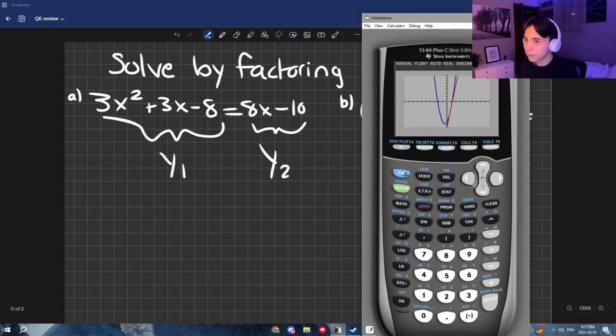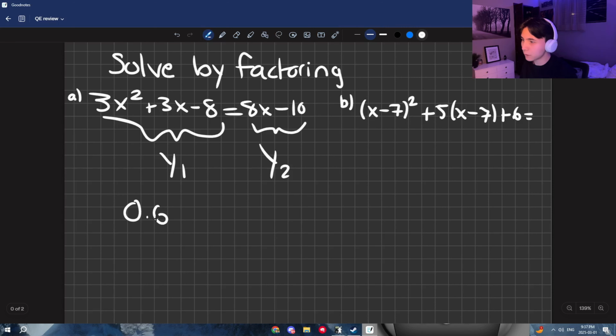We hit graph and find the points of intersection, and this will be the solutions to this entire equation. It's like the desired answer that you're going for, so you have peace of mind before you go into factoring. What you should get here is 0.667 comma 1 when you find the points of intersection. We're going to keep that in mind as we begin to solve this.